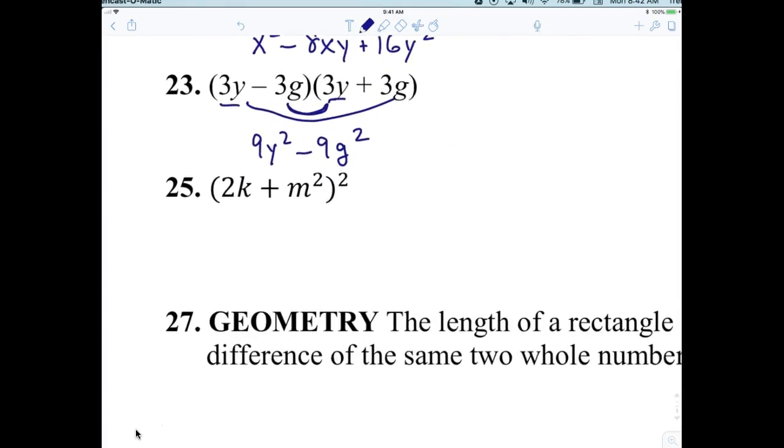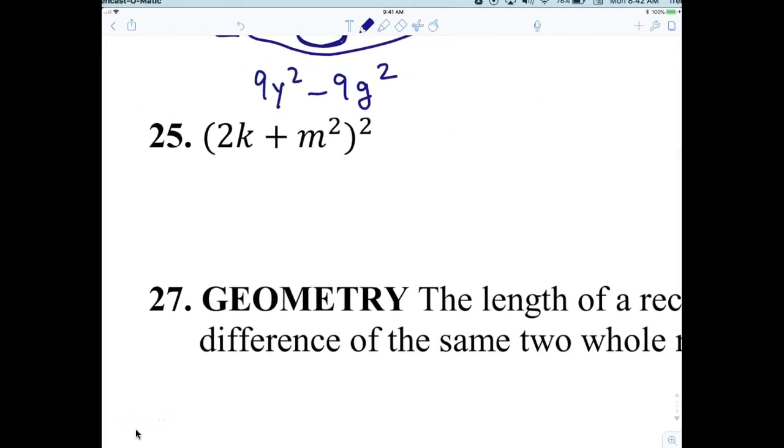All right, last one I want to talk about is 25. So we have 2k plus m squared, and then 2k plus m squared. Like I said, if you know this one, this whole thing is easy now, because there's multiple variables. Variables are squared. All right, so let's talk about it. 2k times 2k is what? 4k squared.